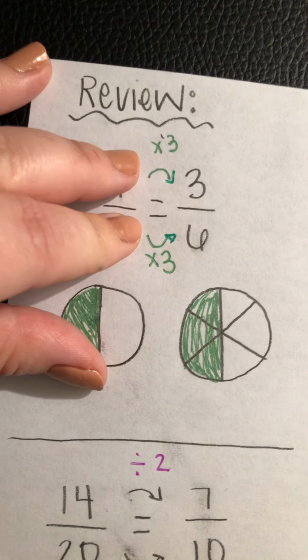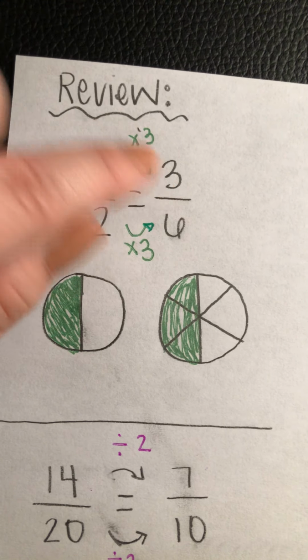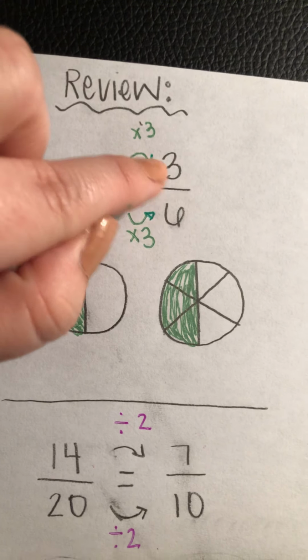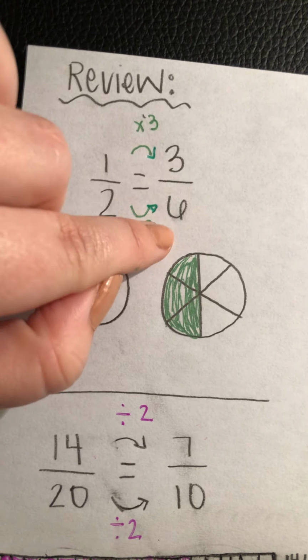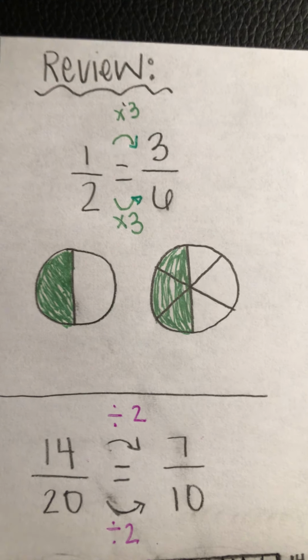Notice how I put those arrows. Those arrows help me remember what I need to multiply by. 1 times 3, and my answer is 3. 2 times 3 equals 6. You don't have to write the arrows, but that's just how I learned them and how I do them.